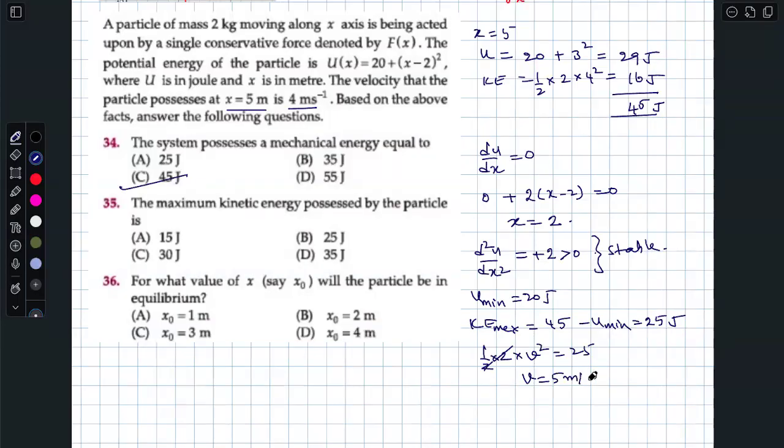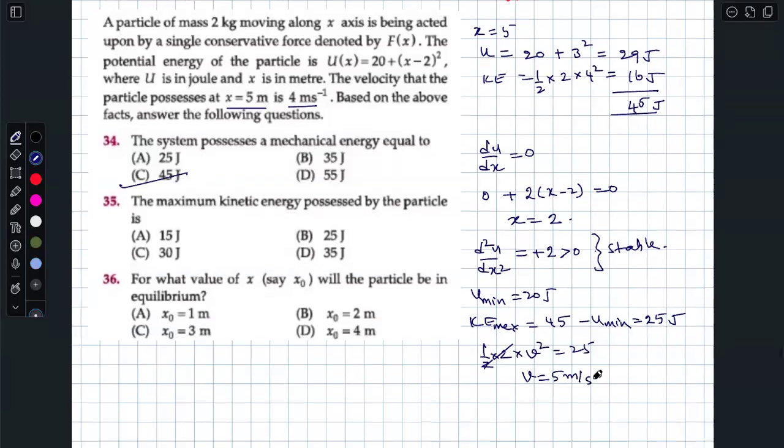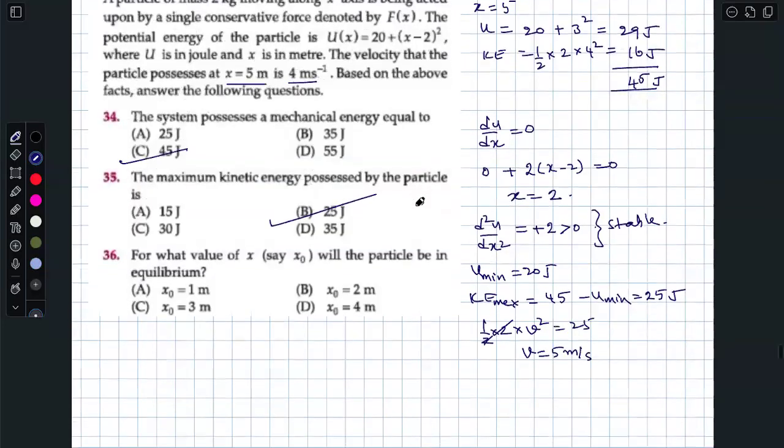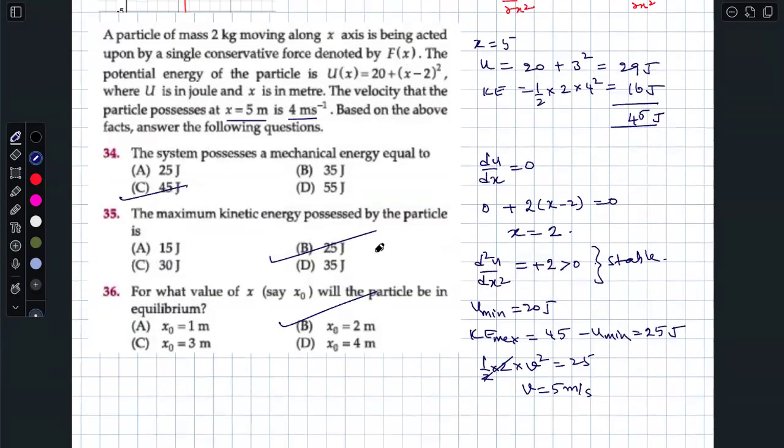Next, 25 joules. For what values of x, say x naught, will the particle be at its minimum velocity? x is equal to 2. Right. Good question actually. Any doubts? Please ask me. You will get questions like this only.